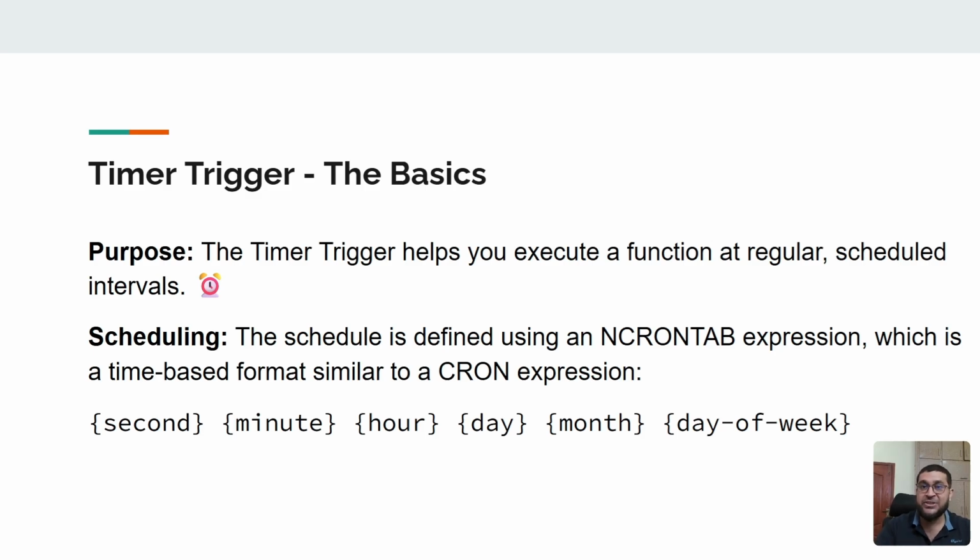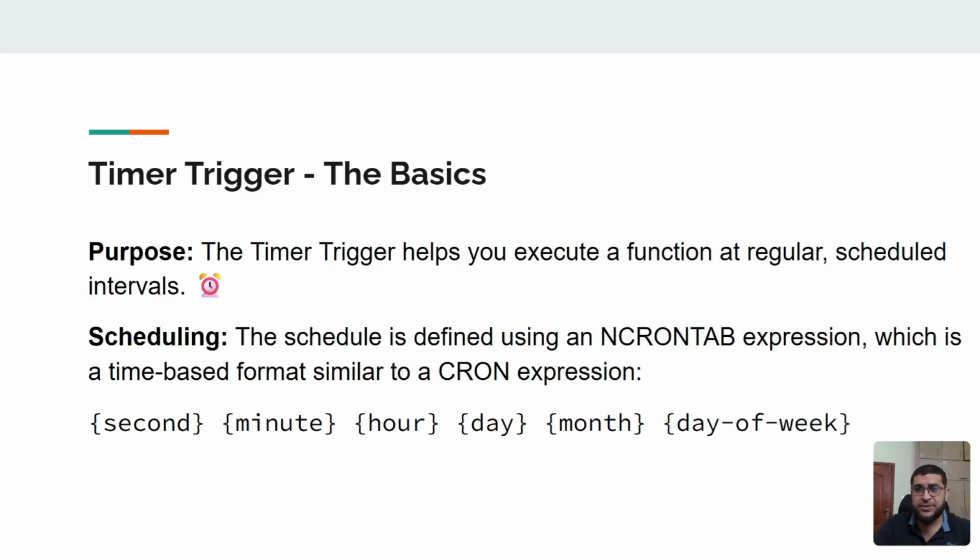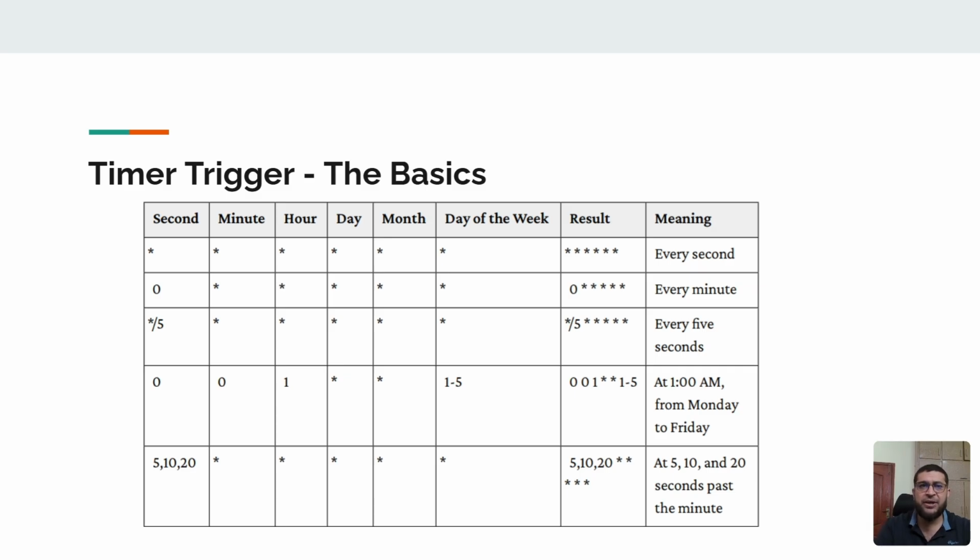The scheduling is defined by a CRON tab expression, which is a time-based format similar to a cron expression. You can see the example below. We have seconds, minutes, hours, days, months, and day of week. We will discuss this in detail. Here is the table that defines the CRON tab expression. So you can see we have second, minutes, hours, days, and month. If you want to run any task every second, you will use the star. So there are 6 stars, and 6 stars mean every second.